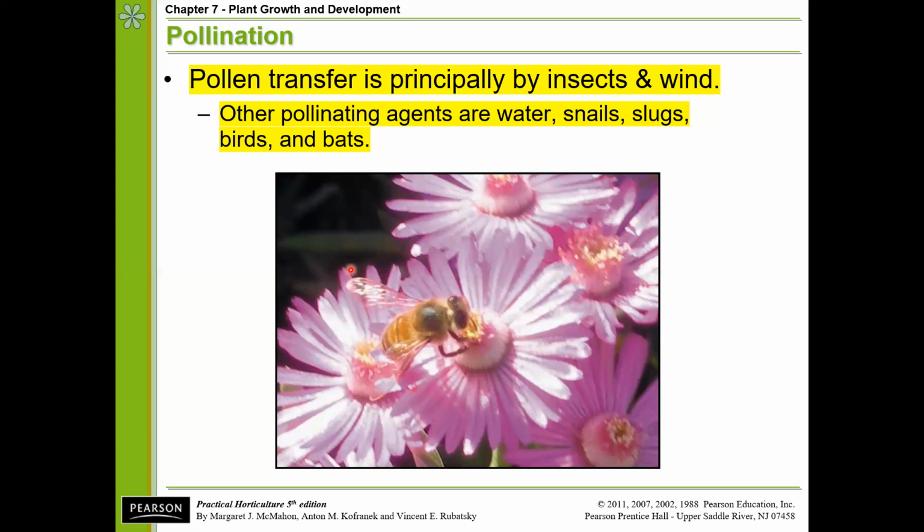For aquatic plants, it can be water. We can have snails and slugs, and even birds and bats pollinate as well. Just depends on how that plant co-evolved.